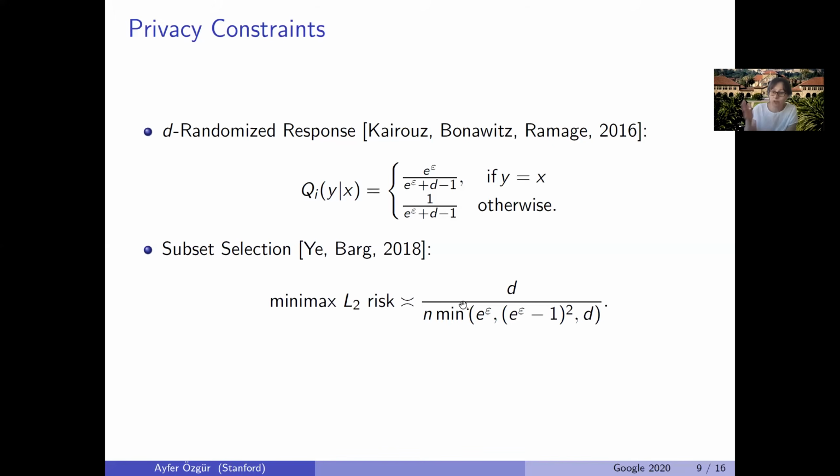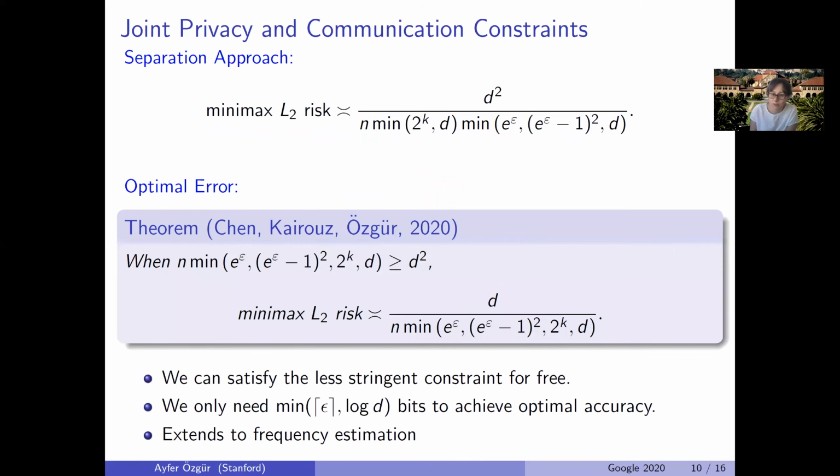So now we know the optimal communication efficient strategy for this discrete distribution estimation problem. We know the optimal private strategy for the same setting. What happens when you want both of these things, when you want to be both private and communication efficient? One simple idea here would be to take these optimal mechanisms and just apply them back to back. First, privatize your sample with the optimal privatization mechanism, and then compress it with the optimal compression mechanism.